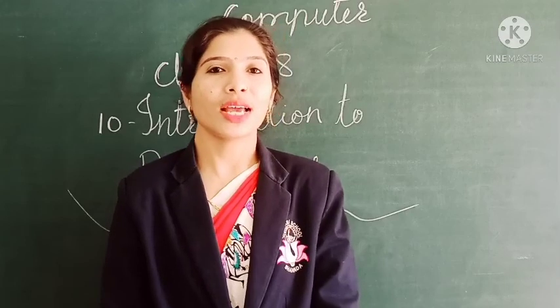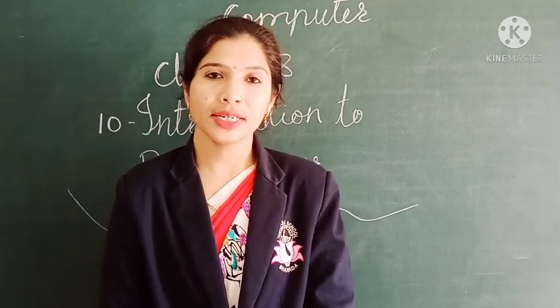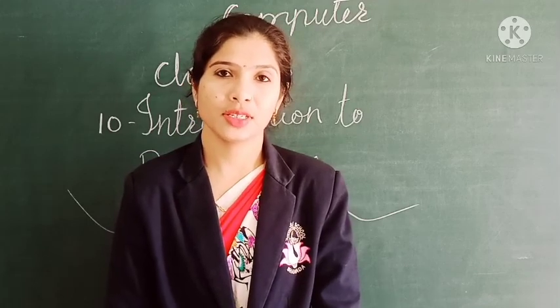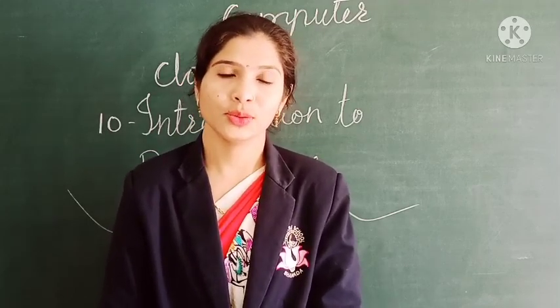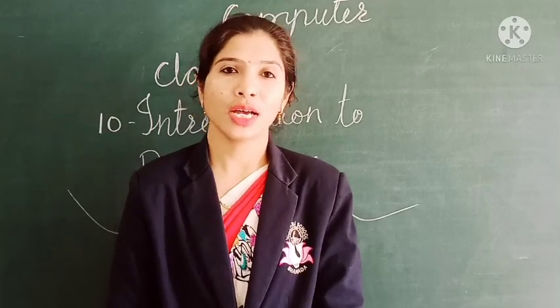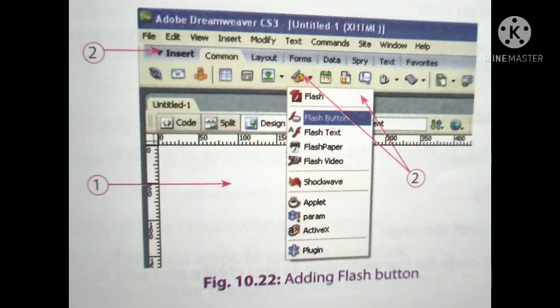Now adding Flash buttons. Images that can be hyperlinked are Flash buttons. This makes web pages more attractive. So, how to add Flash buttons we are going to see. First, place the cursor where you want to insert the Flash button and then choose Insert, Media, Flash Button. After that, the Insert Flash Button dialog box will appear.